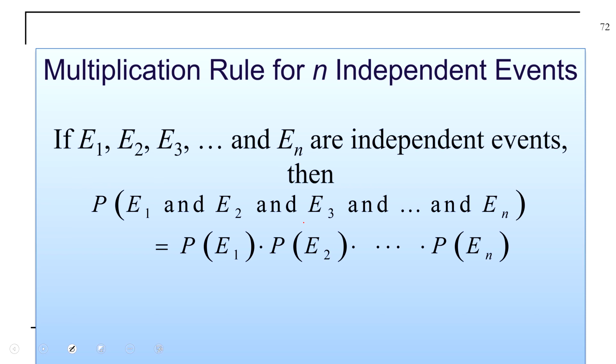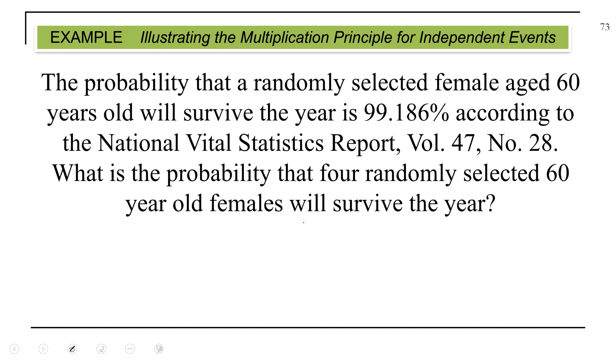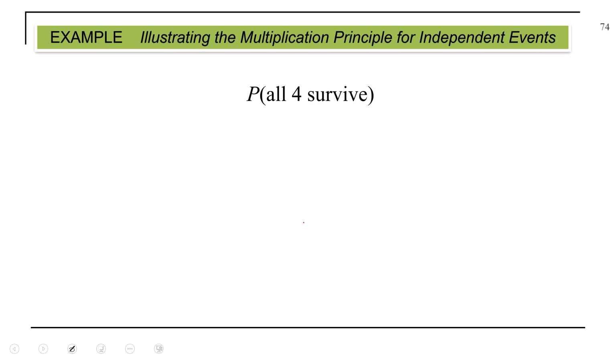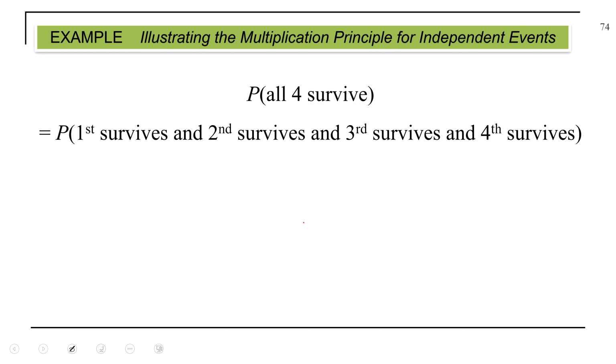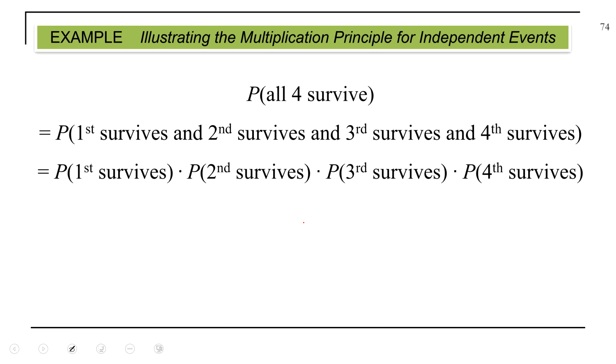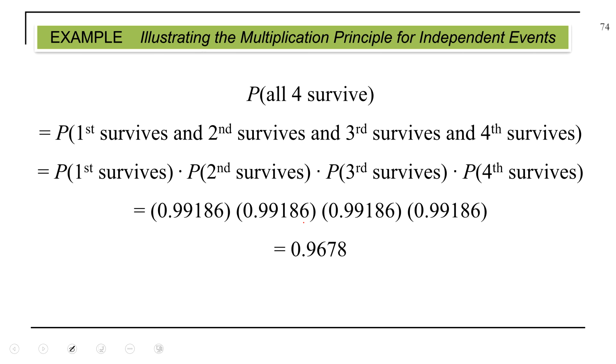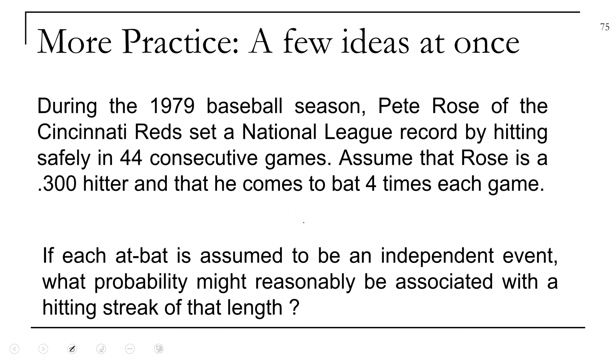If you have a bunch of events that are all independent, the probability of E1 and E2 and E3 and whatever is just the multiplication, the product of the individual probabilities. As an example, the probability of a randomly selected female age 60 will survive the year is 99.186. What's the probability that 4 randomly selected 6-year-old females will survive the year? Well, the probability all 4 survive is the first and the second, the third, and the fourth survive. And because of independence, we just multiply those probabilities together. So independence buys you a lot.